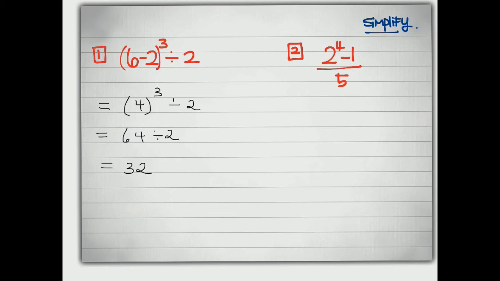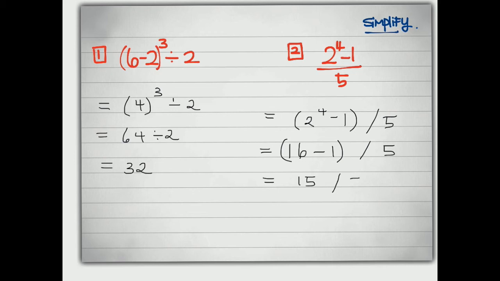Now, number 2 says 2 to the 4th minus 1 divided by 5. Although this might appear to be kind of simple, it can actually be a little tricky. Notice, this is really saying (2 to the 4th minus 1) divided by 5. If you put that set of parentheses there, it makes a little bit more sense. So you should do what's in the parentheses first, right? Okay, so what is 2 to the 4th minus 1? 2 times 2 is 4, 4 times 2 is 8, and 8 times 2 is 16. So we get 16 minus 1 divided by 5. Now, 16 minus 1 is 15, and 15 divided by 5 is 3.